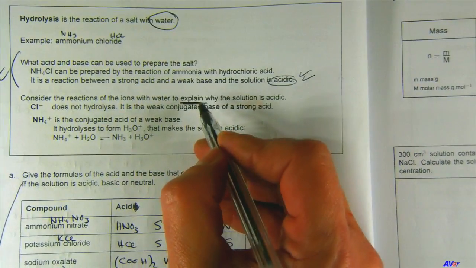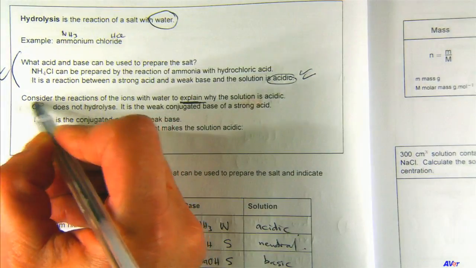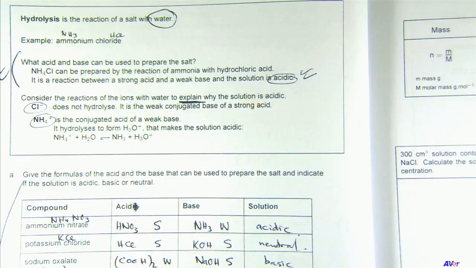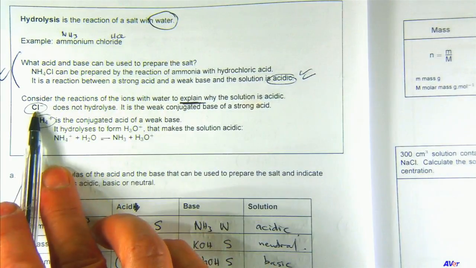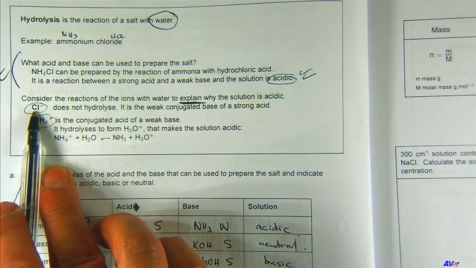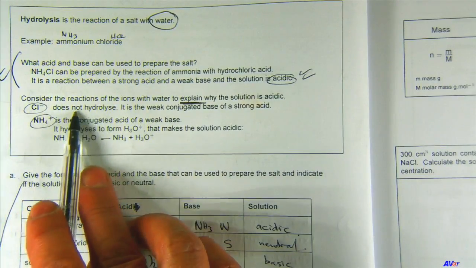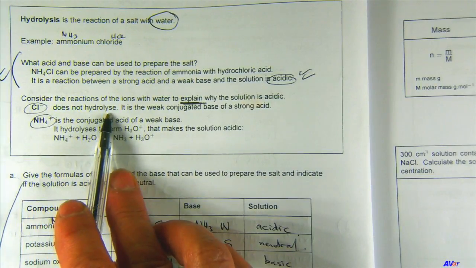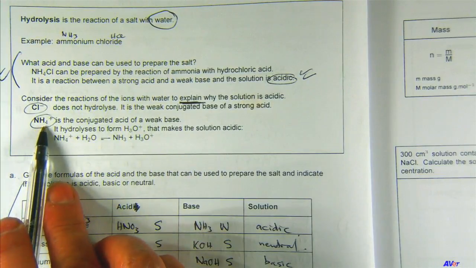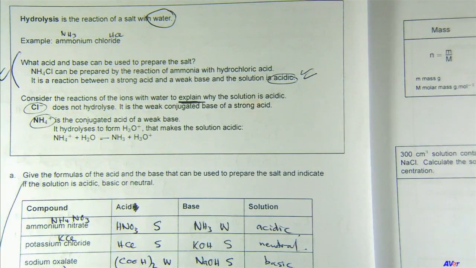And when they ask you to explain, you're going to take the ions separately. Right, I'm taking the chlorine. What do we know about chlorine? It comes from HCl. What do we know about HCl? It's strong. It wants to be split up. So for this one, you just write, it does not hydrolyze. And then you get to the NH4. What will the NH4 form? Where does the NH4 come from?